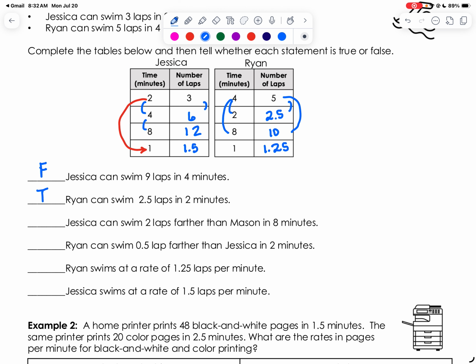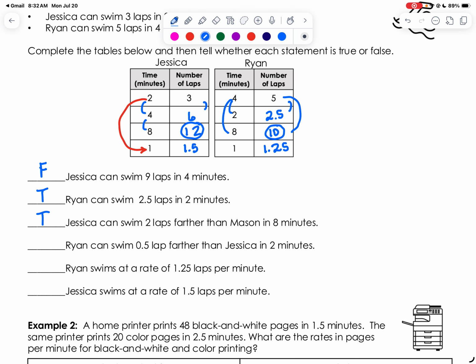Jessica can swim 2 laps farther than Mason in 8 minutes. So in 8 minutes, Jessica can swim 12 laps. And in 8 minutes, Ryan can swim 10 laps. That is 2 laps further. So that would be true.